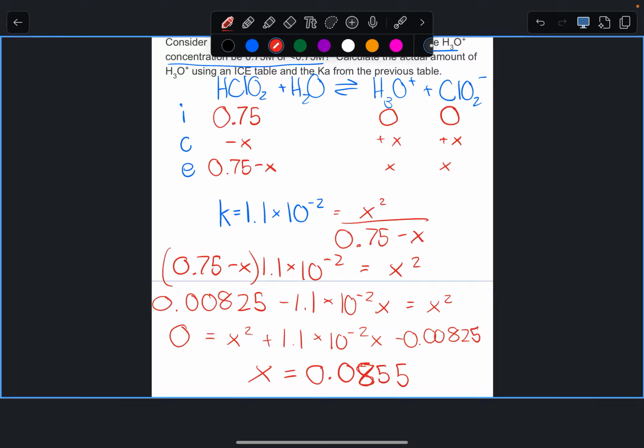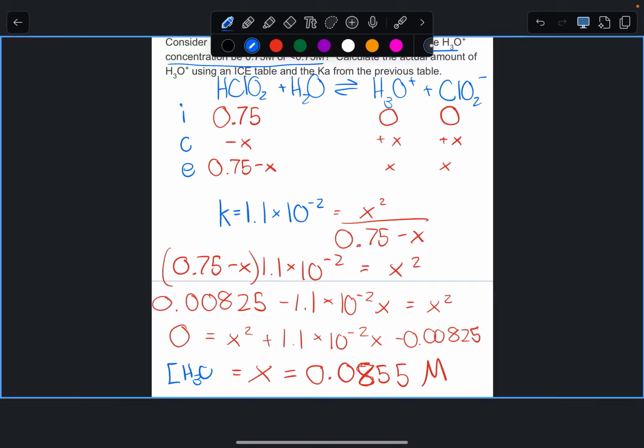So if you at least get to this part, like obviously I want you to know how to solve this, but if you haven't done that in class time, that's okay. But just make sure that you've got everything set up to the K. So that's equal to x squared over 0.75 minus x, okay? So we get that x is equal to 0.0855 molar, and this is the concentration of the H3O plus.